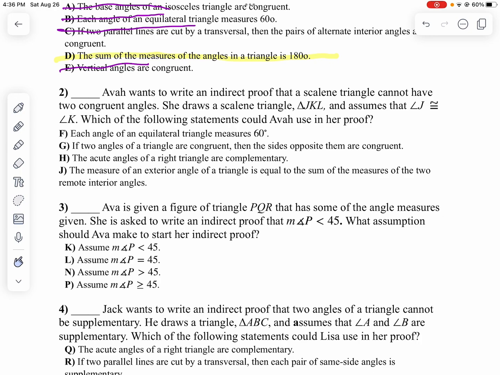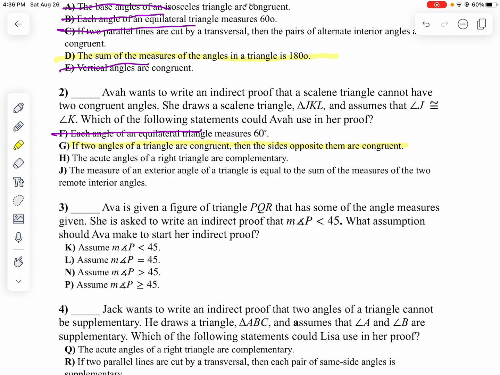If we take a look at question number 2 here, we have Ava wants to use an indirect proof in a scalene triangle to have two congruent angles. And we're going to assume angle J and angle K. So we're probably going to use something with isosceles. If we take a look here, we're not going to use the fact that it's an equilateral triangle. We're not going to use that at all. There, choice G. If two angles are congruent, then the sides opposite them are congruent. We're going to do that so we can show it's not a scalene triangle, so we get our contradiction.